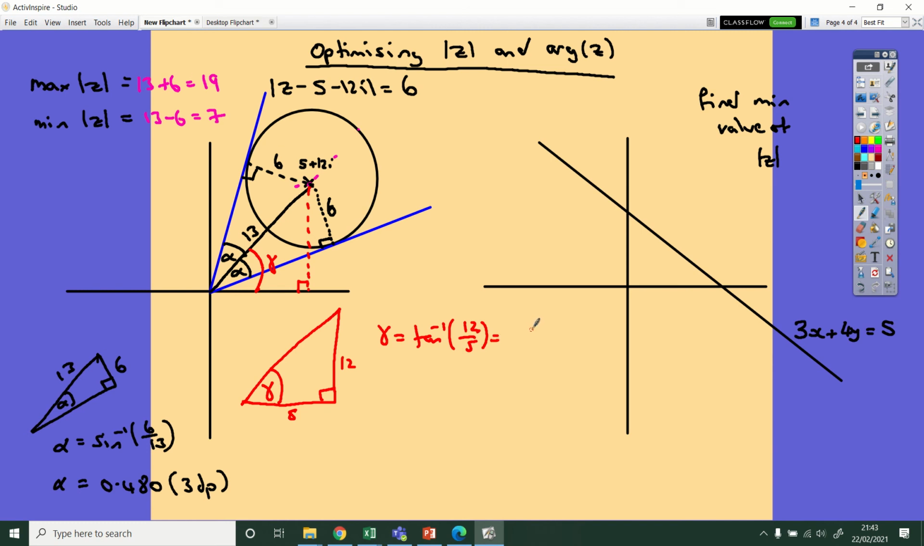And that's going to give me 1.176 radians, like that. Okay, I should probably have specified radians on this one as well. Okay, great. So now that's everything I need to get these values that I need, finally.